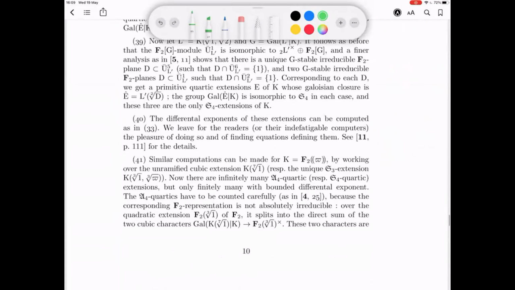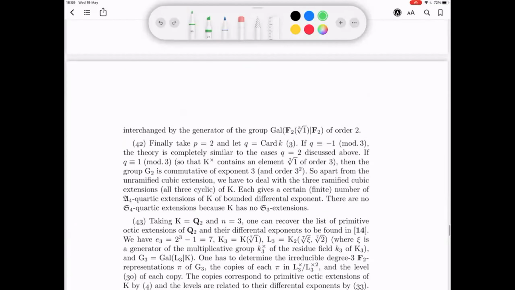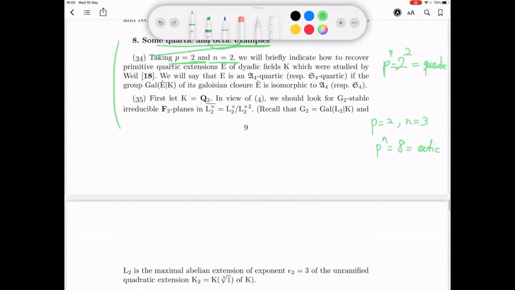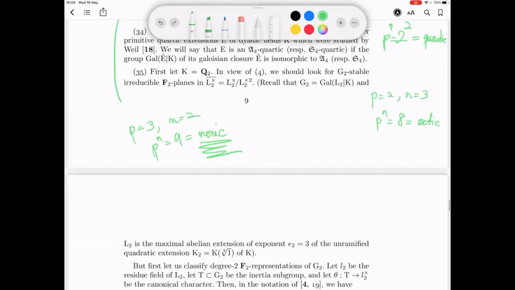Are there no nonic examples? Because you can also look at p equal to 3 and n equal to 2. So you'll get p to the n, which is 9 here, and you should be able to write down all nonic extensions of a triadic field, because we are looking at a p-adic field.